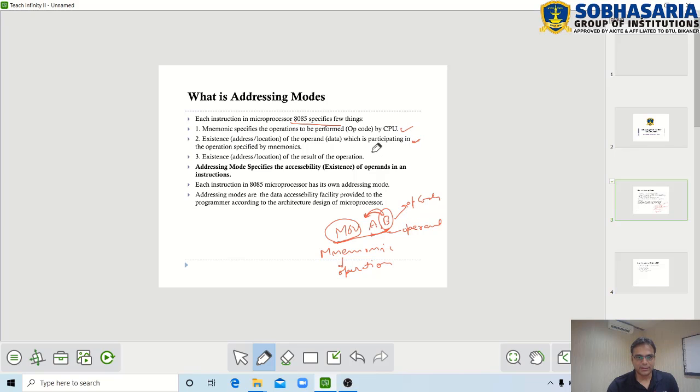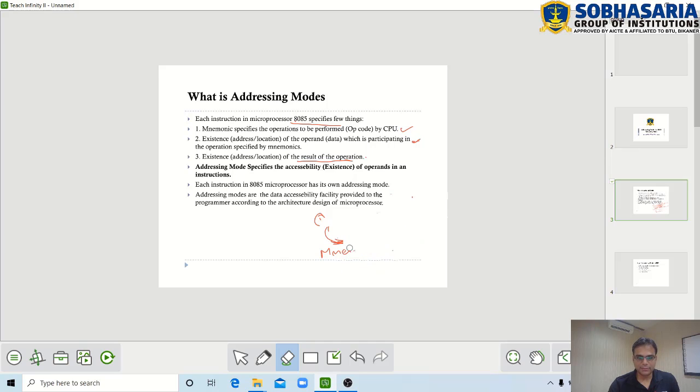Next one, the result or the operation's existence. After moving this data from B to A, where will the data exist after the operation? Inside the A register. So the instruction specifies number one, the mnemonic; number two, where the data exists which is going to participate in this instruction; and number three, where the result is going to be loaded or stored, in the A register in this case. So these are the three things specified by one particular instruction, right?